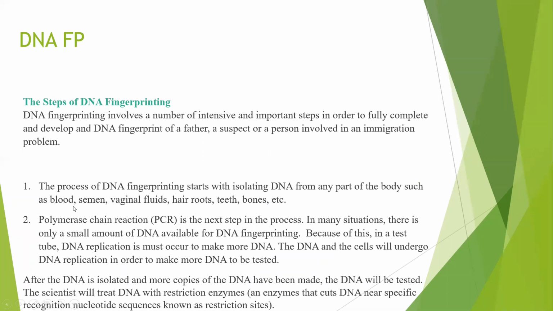Look at here. First step, the process of DNA fingerprinting starts with isolating DNA from any part of the body, such as blood, semen, vaginal fluids, hair roots, teeth, bones, etc. Next step, PCR, polymerase chain reaction. PCR means polymerase chain reaction.